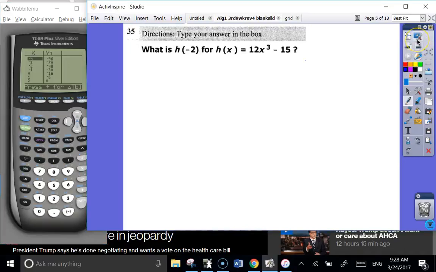Next. Okay, here's a function, and they actually didn't say f of x, they said h of x, but that's allowed. That shouldn't confuse us too much. How would you find h of -2 if you have a formula for h of x? You plug it in, right? So I could say 12 times -2 to the third minus 15.